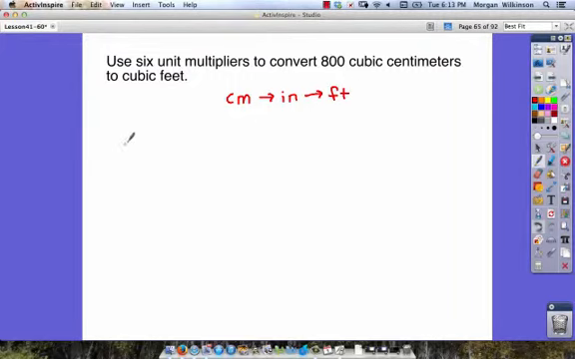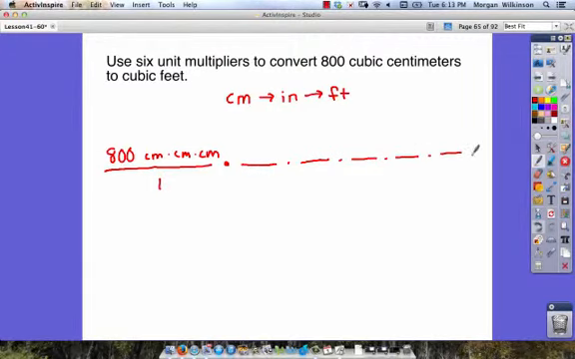So let's get started. We've got 800 cubic centimeters. So that's centimeters times centimeters times centimeters all over 1. We've got to multiply this by 6 unit multipliers. So 1, 2, 3, 4, 5, and 6. We're getting smaller as we go, but we can still see off the side. So in order to cancel out centimeters, we're going to need a centimeter, centimeter, and centimeter in the denominator. And we're going from centimeters to inches, so we need inches in the numerator.